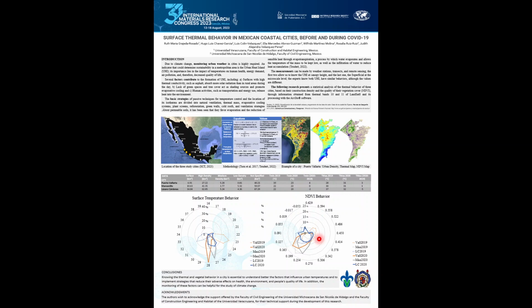If the analysis takes more years, we can monitor the critical areas and implement adequate reforestation for the city, because knowing the thermal and vegetal behavior in a city is essential to understanding the factors that influence urban temperatures. In addition, the monitoring of these factors can be helpful for the study of climate change.